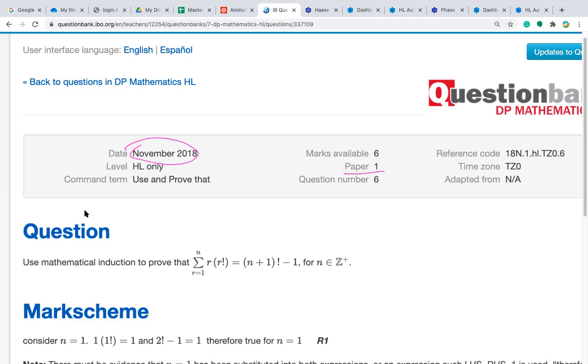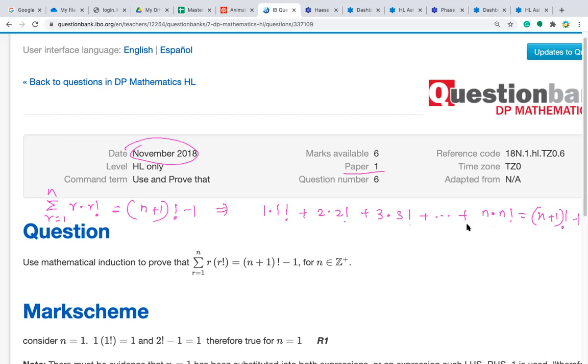I start with this question: let's say the sum from r equals 1 to n of r times r factorial is (n plus 1) factorial minus 1. So what I can do is simply take this entire series as an example: it is 1 times 1 factorial plus 2 times 2 factorial plus 3 times 3 factorial and so on, plus n times n factorial. I have to prove that this is (n plus 1) factorial minus 1.